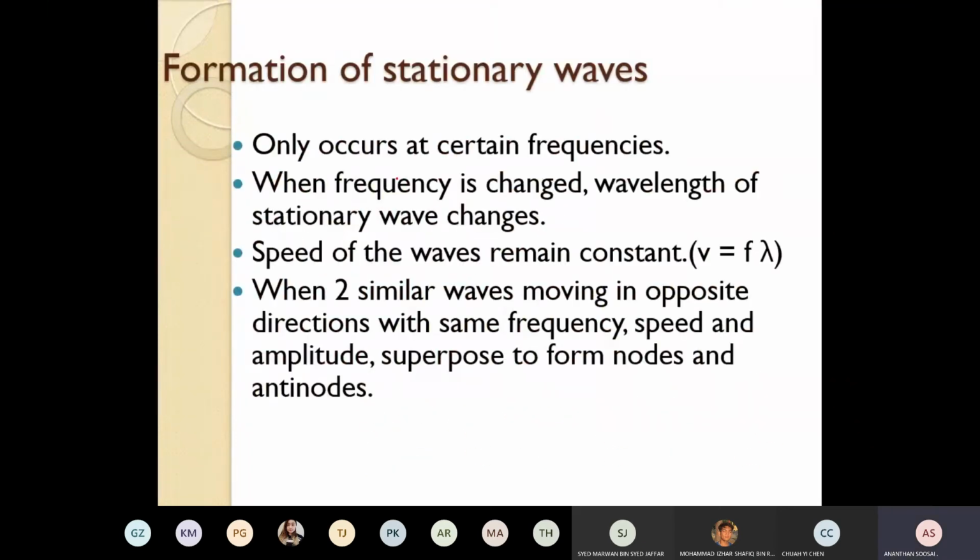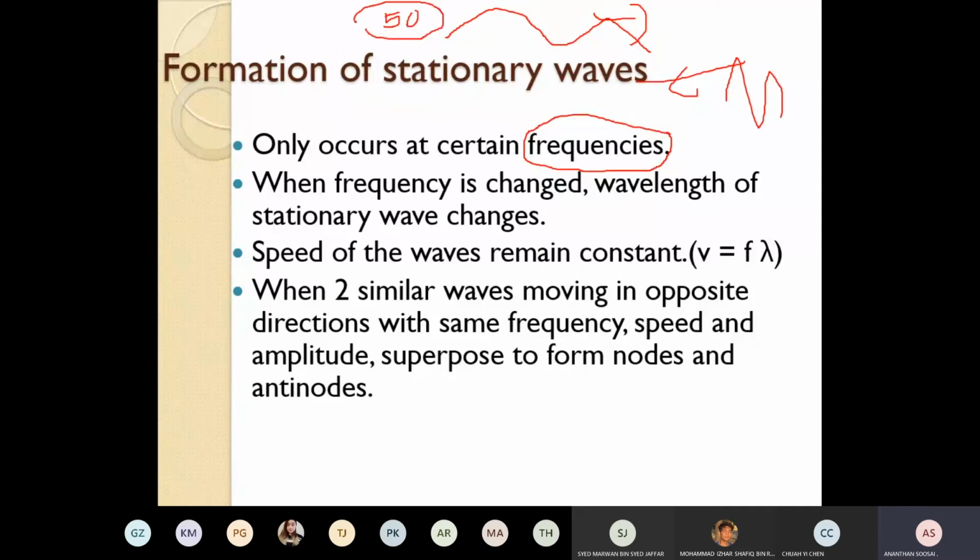Okay, so formation of stationary wave only occurs at a certain frequency, not any frequency. Don't simply say you set up a wave with 50 hertz, the incident waves happen and reflected waves happen, so you will get a stationary wave. Stationary wave only happens at a particular frequency only. So you have to keep on adjusting the frequency until the stationary wave occurs.